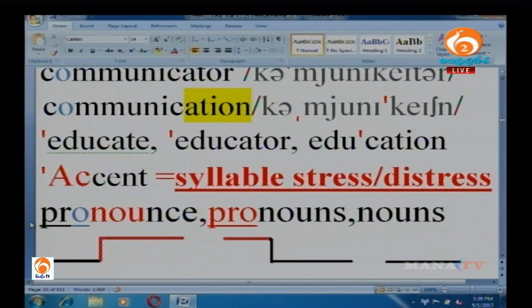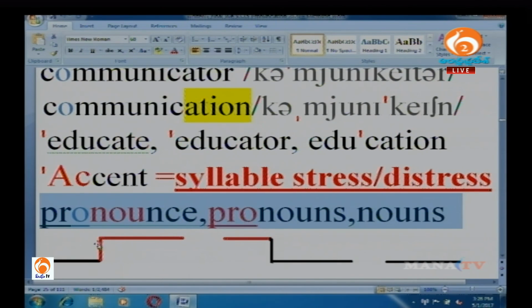How about these two? Look at that. Pr, softer, and nouns louder. I have put a graph here. This is soft, pr, and nouns higher pitch, louder. Pronounce. Repeat after me. Pronounce.